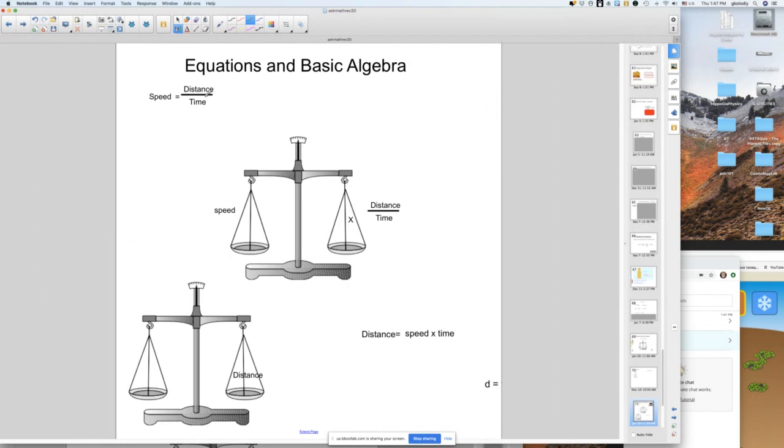The same thing works with distance divided by time. You can solve for distance. Distance would equal speed times time. This is almost identical to what we just did.